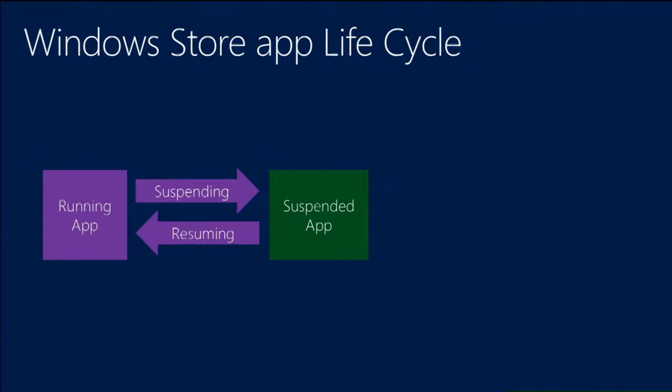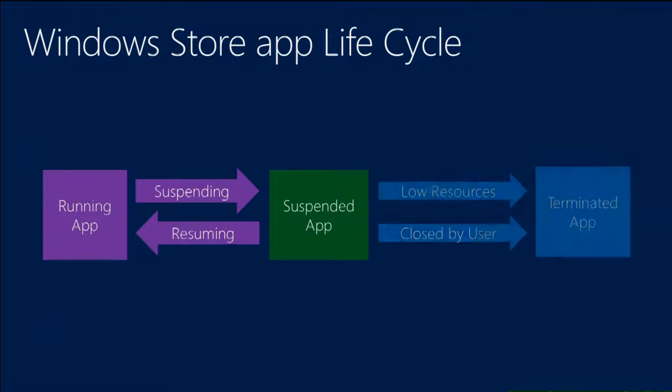If the user comes back to your app, then a resuming event fires, and your app, which still stays in memory, will begin executing again. Now, the next step that really starts to mess with you is if your app is suspended and the performance starts running low or memory starts running out on the machine, then Windows can terminate your app.